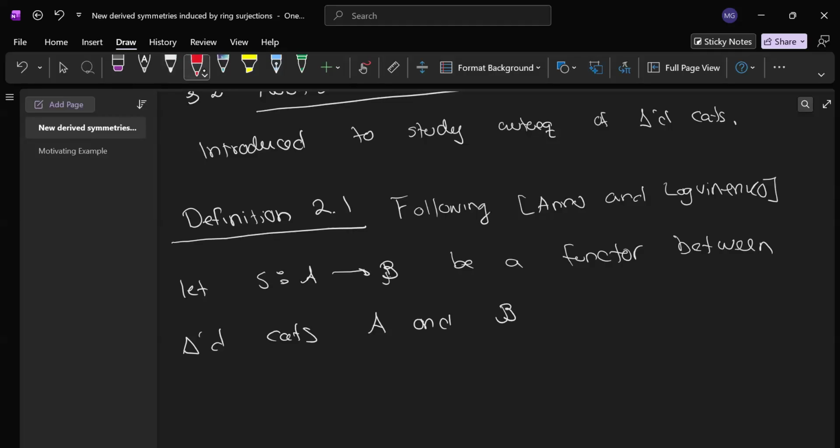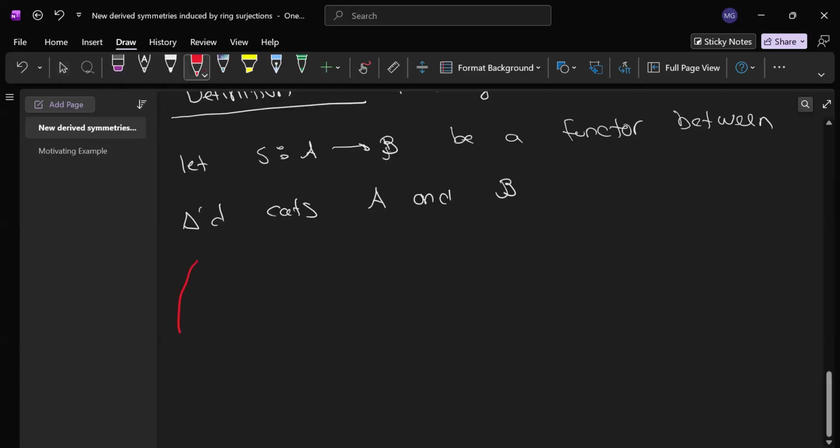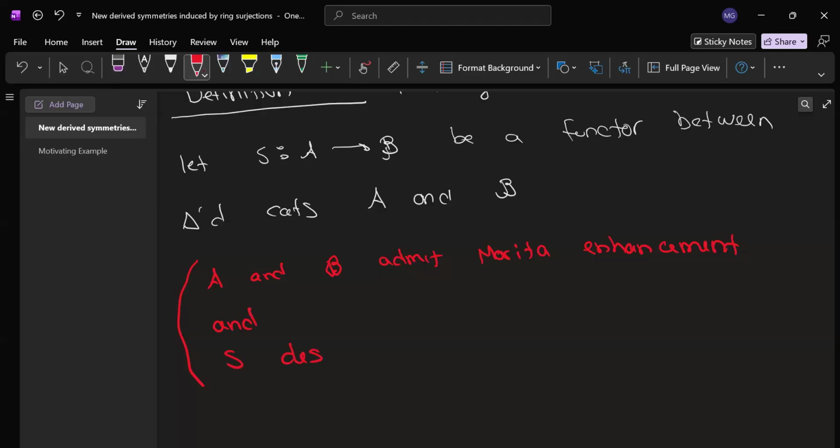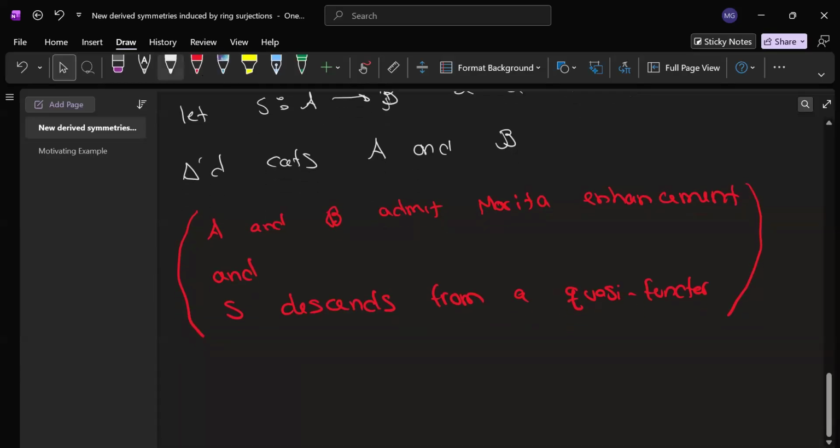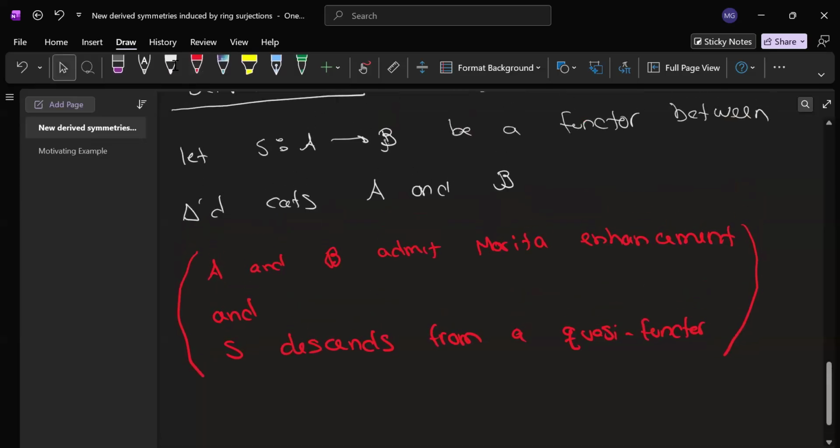Technically, in the background, we should be assuming that A and B admit something called the Morita enhancement, and S descends from something called a quasi-functor. But this is going to be true for all of the functors that we'll consider in this talk today. So although this is in the background, we don't really have to worry about it so much.